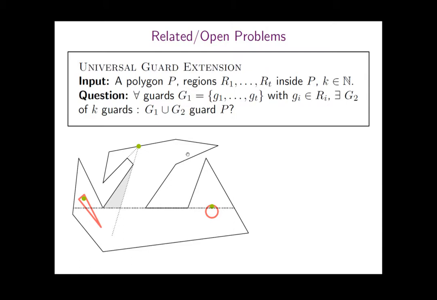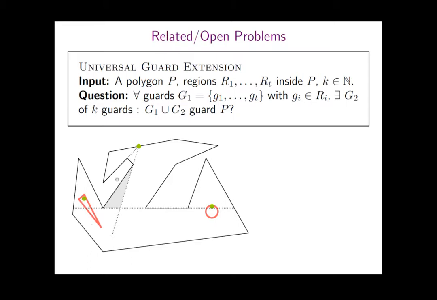Another related open problem is universal guard extension. So here the spirit is that we are given some regions, these two red regions, and we want to be able to find a guarding no matter where guards are placed in the red region. So there's an adversary who places 2 guards in these red regions, and no matter where they place them, we should be able to guard this.